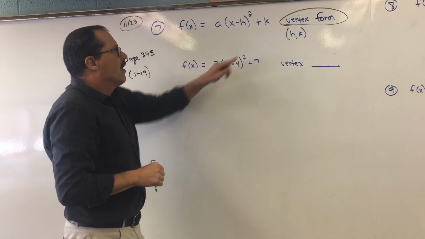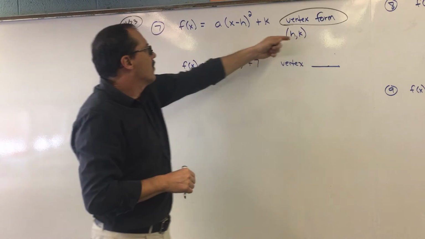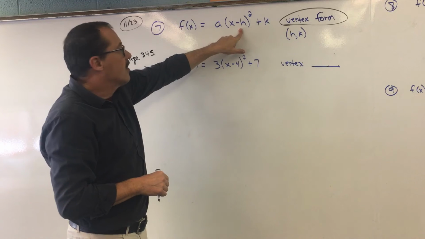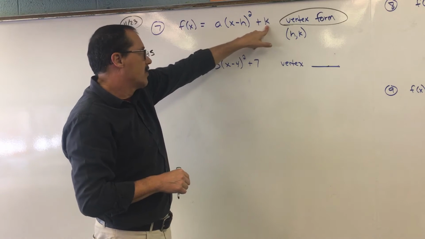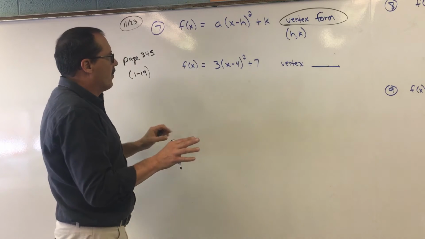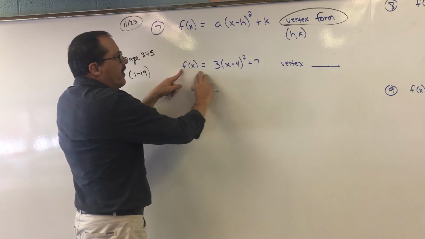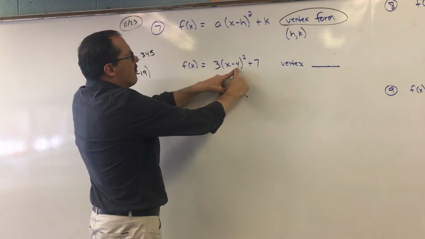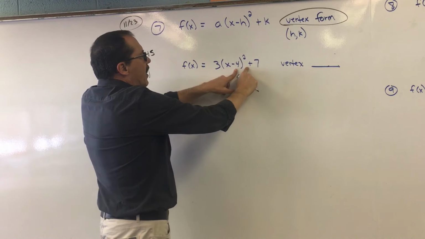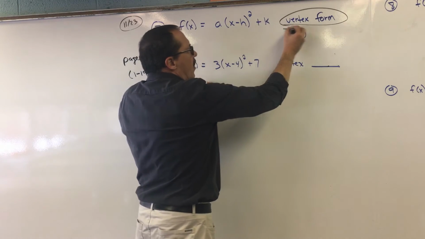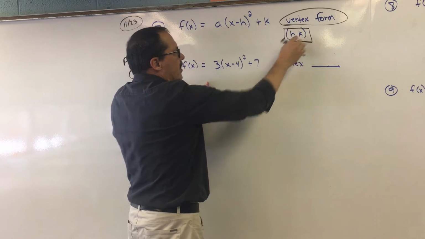All right, so this is called vertex form. Vertex form is when you have a number times x minus h in parentheses squared plus, they use the letter k. Don't ask me why they use these letters. I really don't know. But I wrote one down here that's similar. So the 3 is the a, x minus 4, so the 4 is the h, and then the plus 7 is the k. The vertex is always the h next to the k.